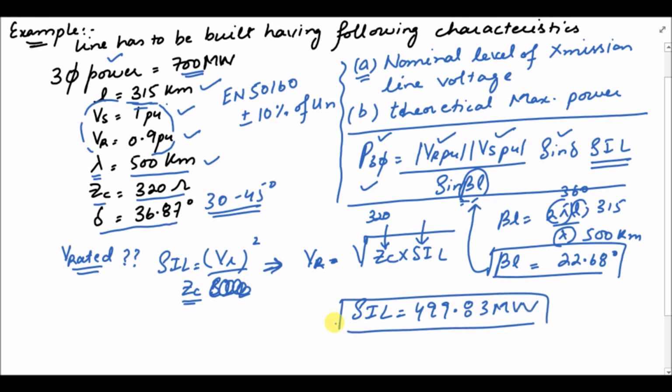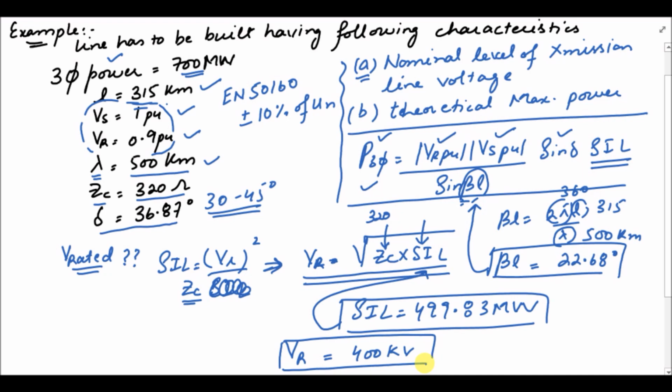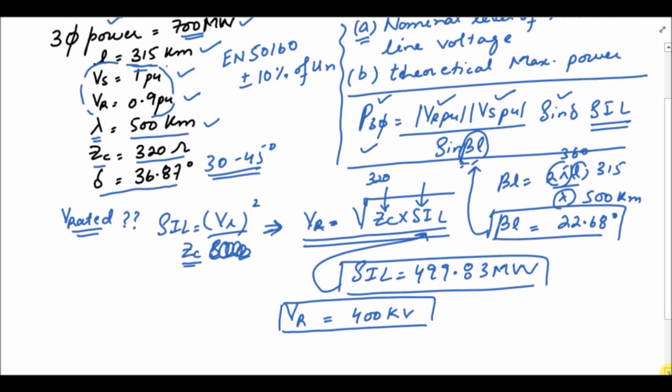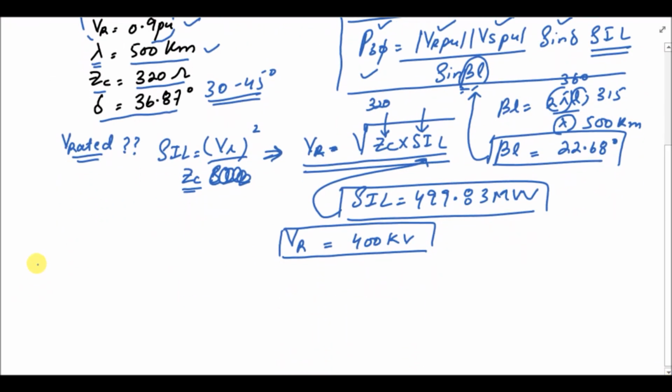And lastly, you will use this surge impedance loading value in this formula of the V rated, and you will get the voltage, rated voltage of the line, which will be equal to 400 kilovolt. Because ZC we already know this is equal to 320 and SIL value is 499.83 megawatt. So the rated voltage of the transmission line in order to transmit the load of 700 megawatt is equal to 400 kilovolt. Now in the second part, you have to calculate the maximum power transfer, theoretical maximum power transfer value.